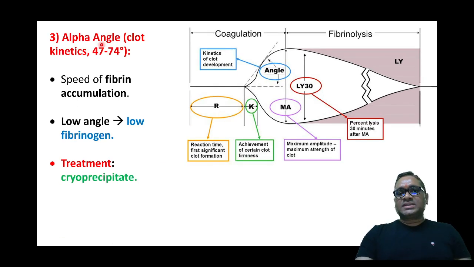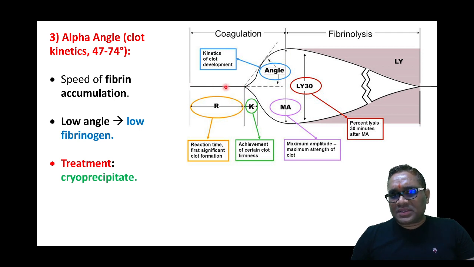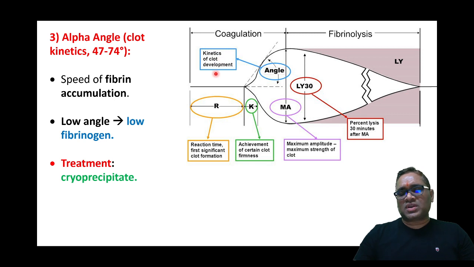Third is the alpha angle, which is clot kinetics. Clot kinetics is 47 to 74 degrees. So you can see there is an angle. It was R time, then you have seen K time. Now you can see there is fibrin accumulation going on. So the speed of fibrin accumulation is called the kinetics of the clot development. Speed of fibrin accumulation is alpha angle, right? So this angle is the alpha angle, and this is the speed of fibrin accumulation. Normally it is 47 to 74 degrees. And if you find a low angle, a low alpha angle is an indicator of low fibrinogen. Remember, low angle, low fibrinogen.